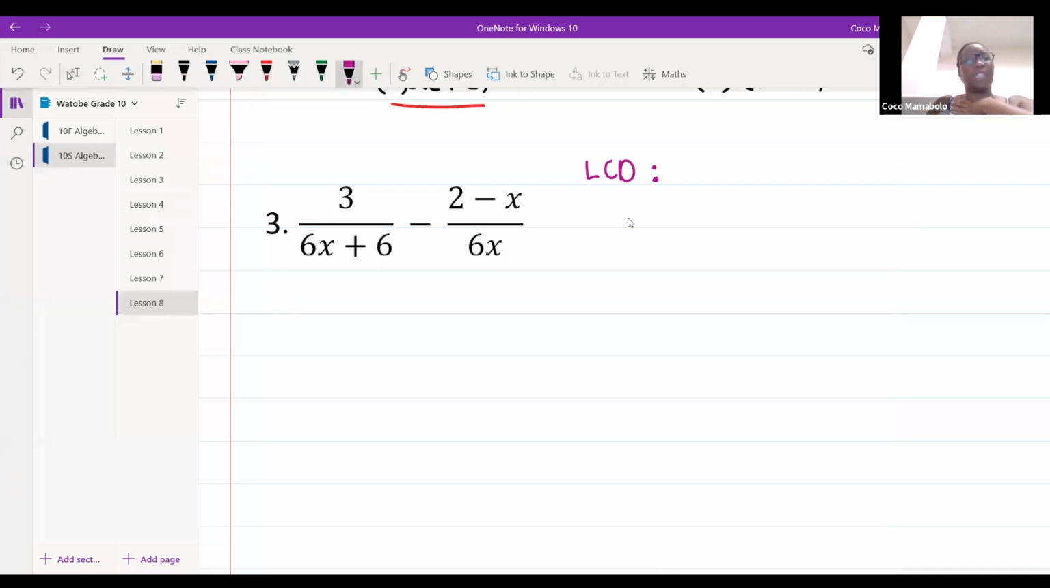Ma'am, when we look for the LCD, the denominators, do we not look for the common factor? What's common in the sum? Like 3 is common here, ma'am. Common in both, yeah, 6x and 6x plus 6. Yes, ma'am. Don't we simplify it, ma'am?